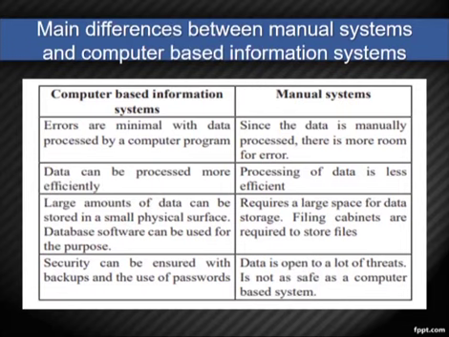padlocks on the cupboards. But in the computer-based system, you can have a strong password, and you can have backups. You can put those backups into safe places, or you can upload them into the cloud. There are many security things you can have in this computer-based information system. Or when you are transferring the data or the information, you can encrypt those things also. But in the manual system, you can't do these things like in a computer-based information system.